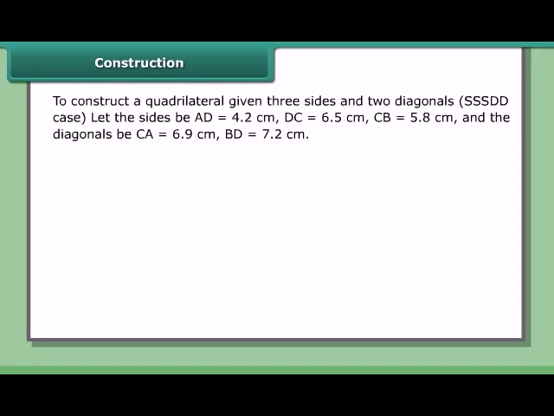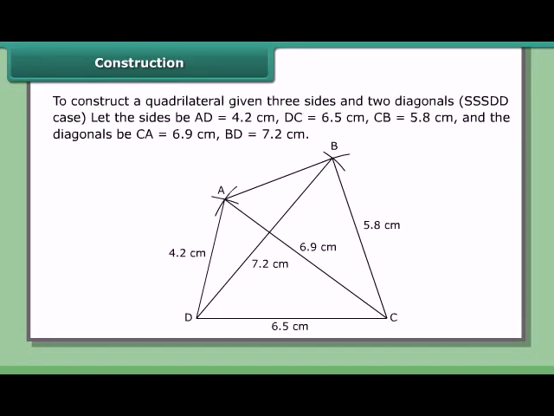Construction. To construct a quadrilateral, given 3 sides and 2 diagonals, the SSSDD case, let the sides be AD as 4.2 cm, DC as 6.5 cm, CB as 5.8 cm, and the diagonals be CA as 6.9 cm and BD as 7.2 cm. The 2 triangles we can construct to complete the quadrilateral are BCD and ACD.